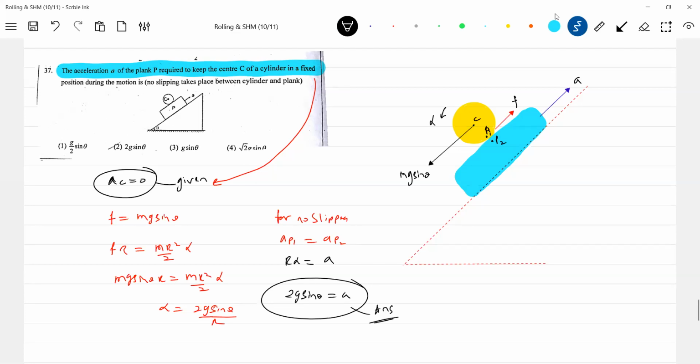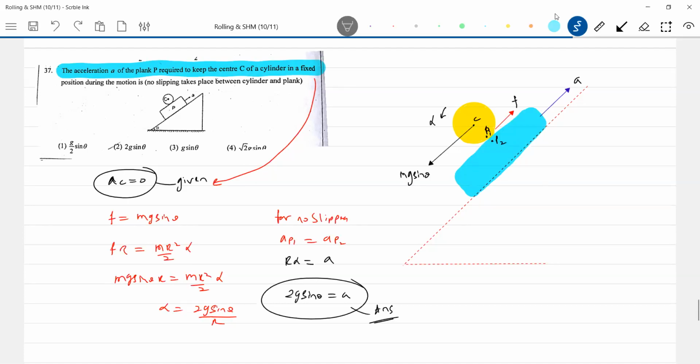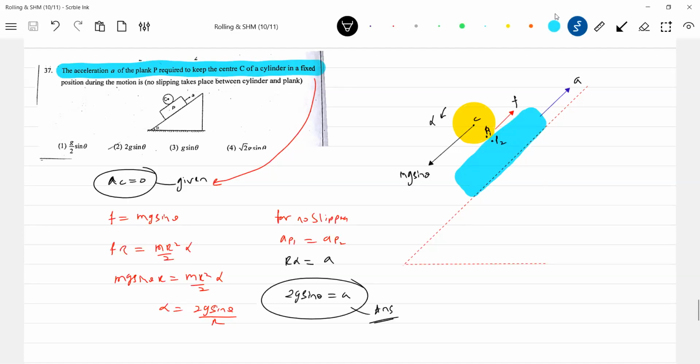Objective question, so definitely Advanced. You may expect questions like this. I think the blue colored quantity indicates the acceleration A of the plank required to keep the center C of the cylinder fixed. Unless you write this, it's not possible. If you consider the acceleration of the center of mass, I think things will become very complicated. You see that.